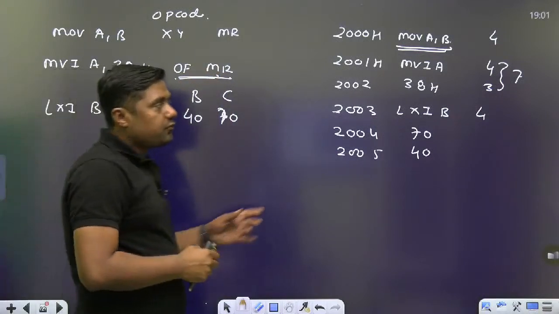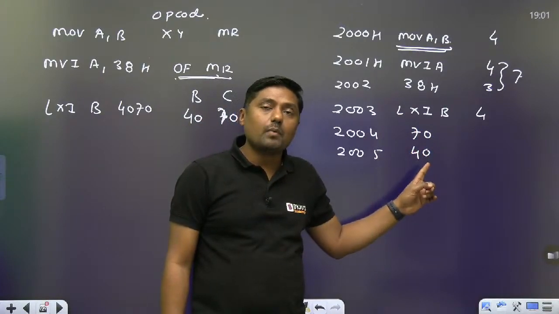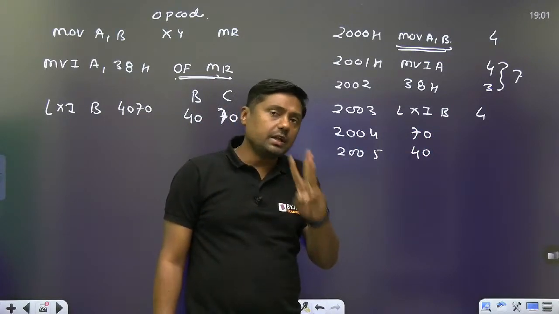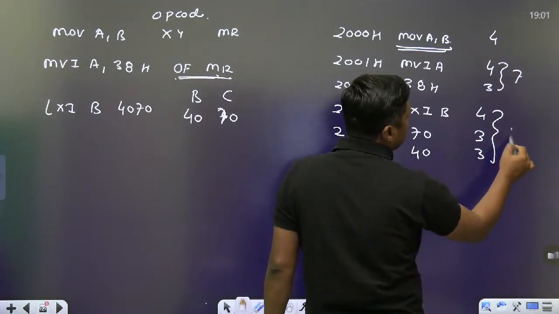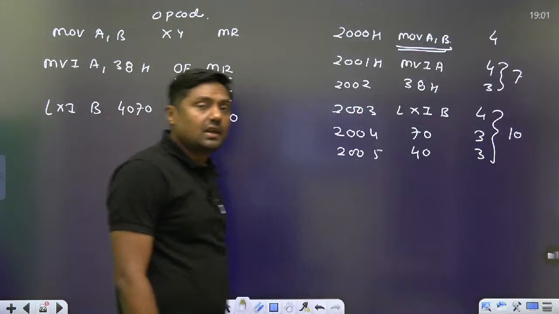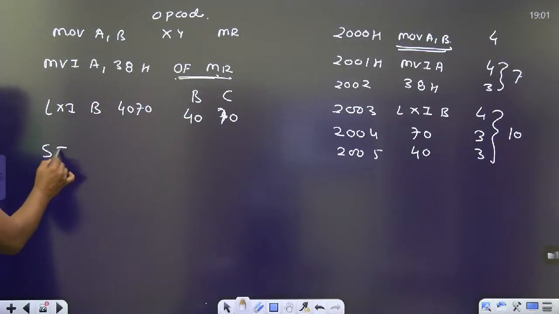So what is this? The first is opcode fetch. Second is memory read. Third is also memory read. So there are three machine cycles, and 4 plus 3 plus 3, what is the total T state? 10 T states. Okay, this is the LXI, a 3 byte instruction.